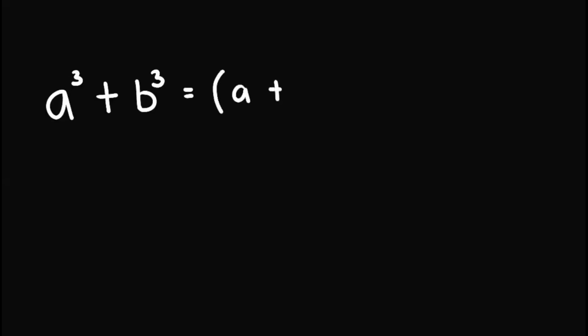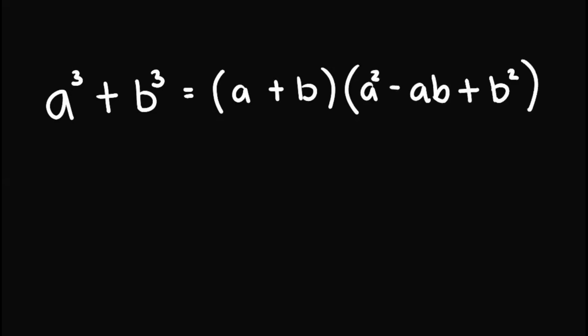a plus b times a squared minus ab plus b squared. So this is the factored form of the sum of two cubes. Now to remember this one, a good guide is to start with this binomial.